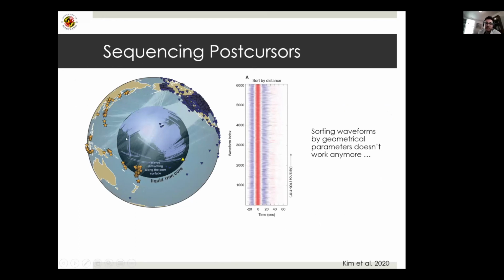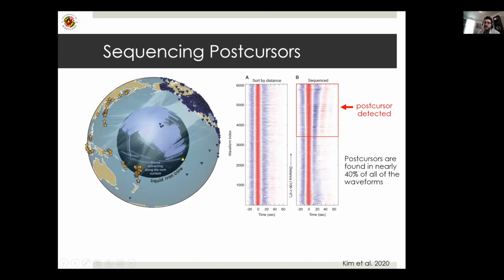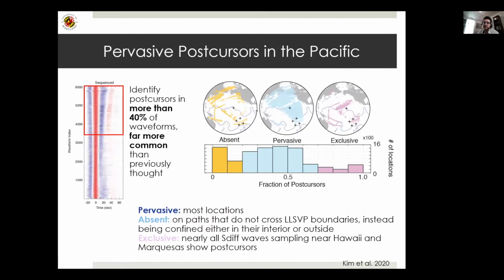So what happens if we look at these postcursors across the Pacific? So we can get very wide coverage across the Pacific. Here are Sdiff waveforms, if you just arrange them randomly. And then if you arrange them by the sequencer, you can see this population of waveforms where postcursors are detected. They're detected in about 40% of the waveforms.